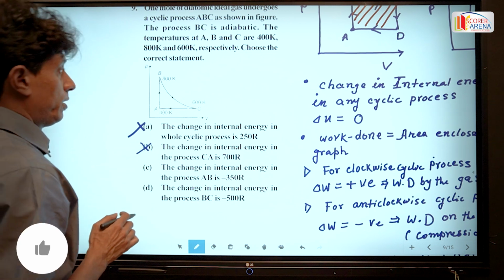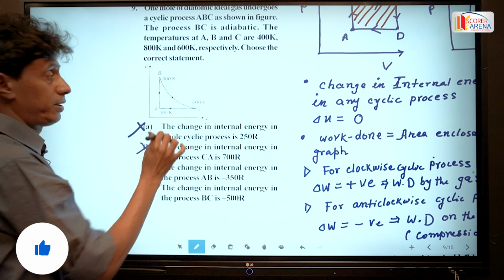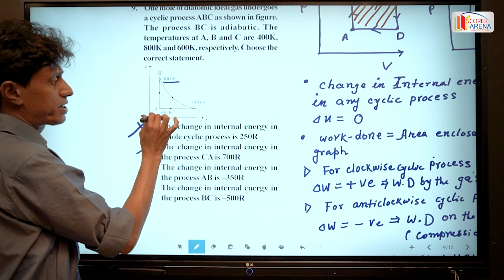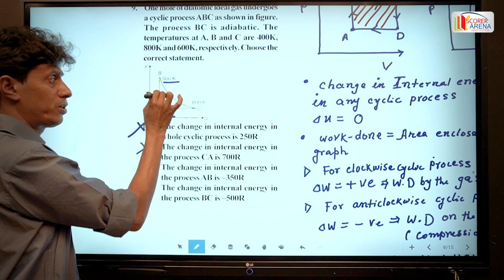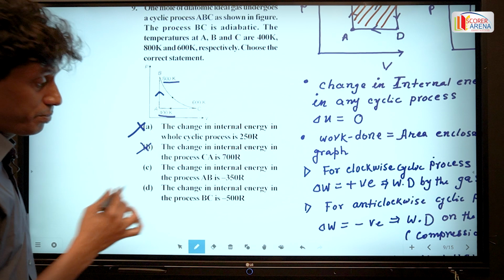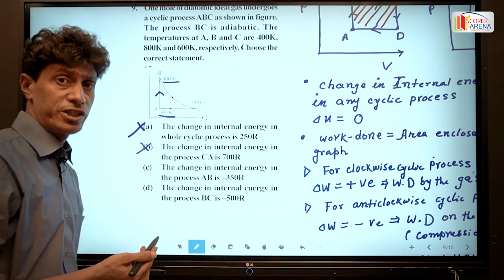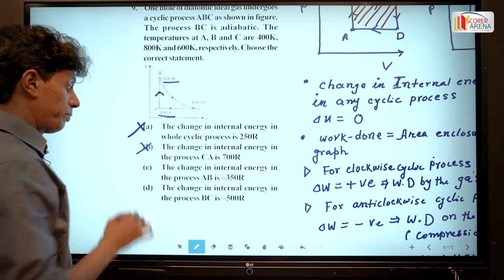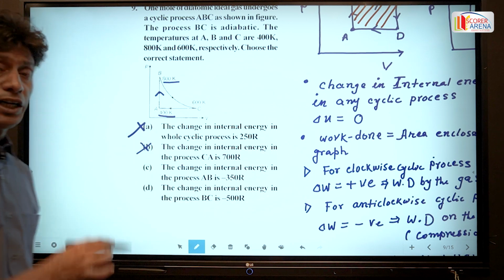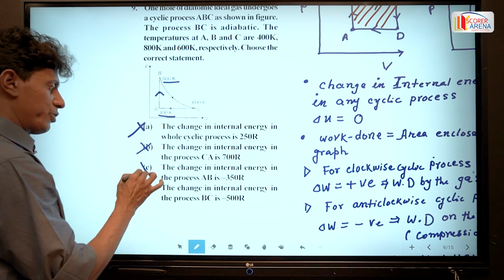Again, we should check the temperature of the two states here. The final state is 800 Kelvin and the initial state is 400 Kelvin. So the temperature goes on increasing. Since the temperature increases, as per the convention, the internal energy change must be positive. But in option C, the internal energy in process AB is given as negative, that is minus 350 R. So it is also not possible.